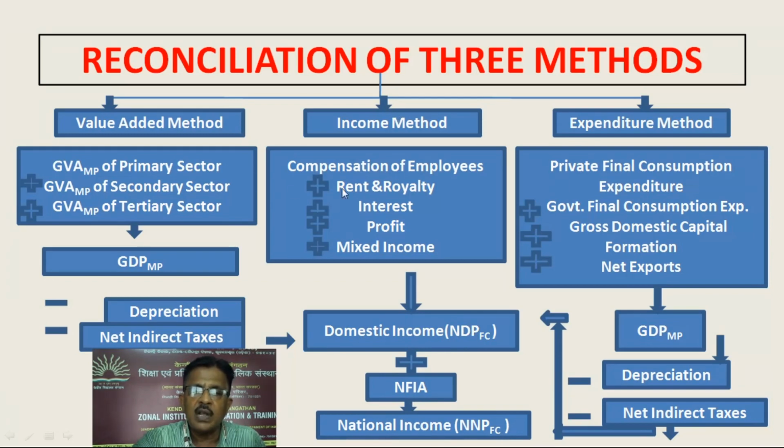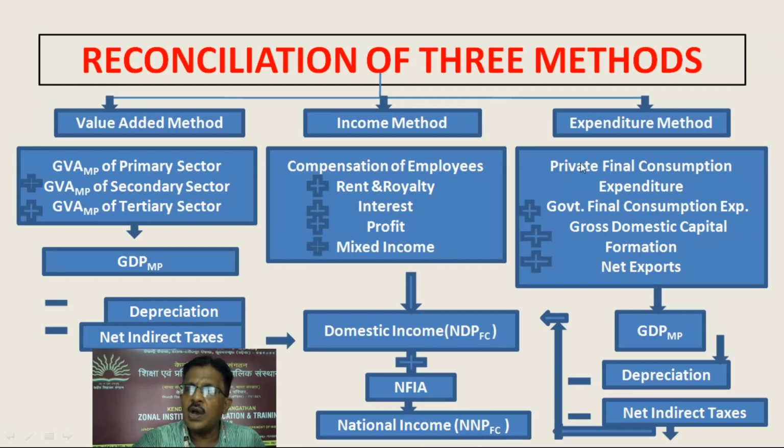In the income method also, all the factor incomes are to be added, that is compensation of employees, and the rent, royalty, interest and profit, that is the operating surplus, and the mixed income. These are the three components of the income method. So if we add these three, we get the domestic income, that is net domestic product at factor cost. So to this, we add NFIA to get the NNP at factor cost.